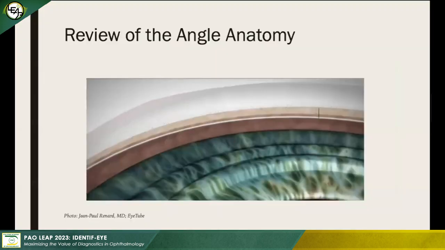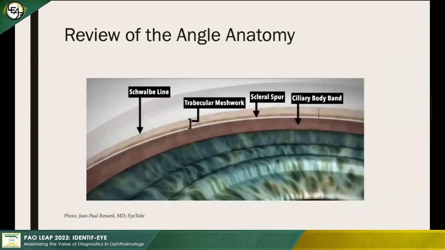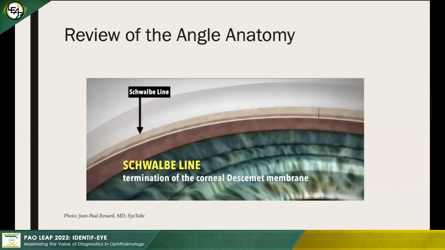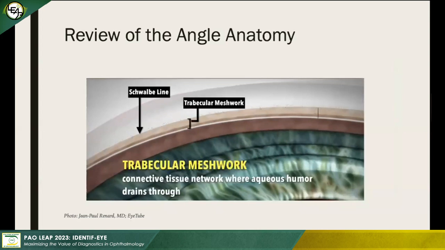Mastery of the angle anatomy is essential before even attempting to perform gonioscopy. The visualization of the anatomic landmarks marks the fine line between an open and a closed angle. Here is a frontal view of the angle with as much as 5 prominent anatomic landmarks visible on gonioscopy. The most anterior of these landmarks is the Schwalbe's line, which is the termination of the corneal Descemet membrane. Adjacent to it is the trabecular meshwork, a circular spongework of connective tissue where aqueous humor drains through, and the majority of the drainage occurs in the more posterior half of the meshwork, or the PTM.